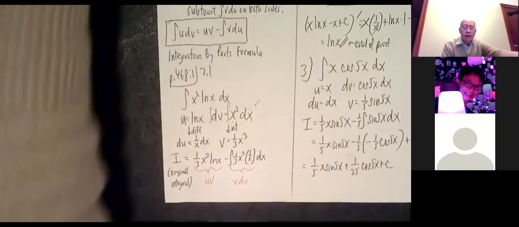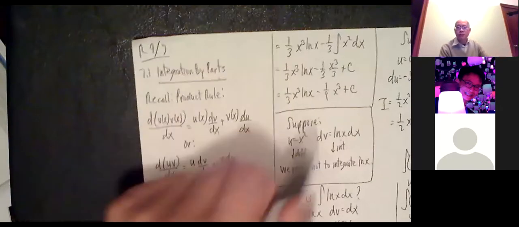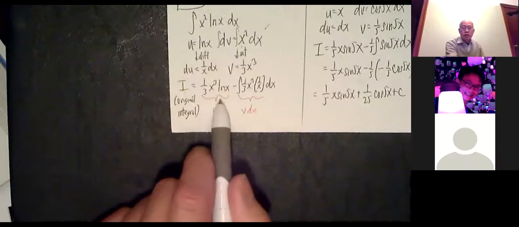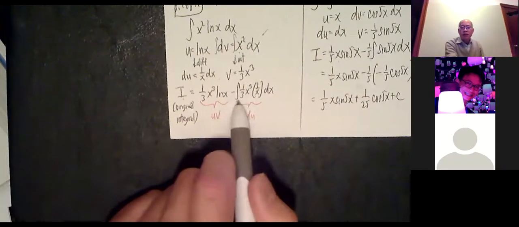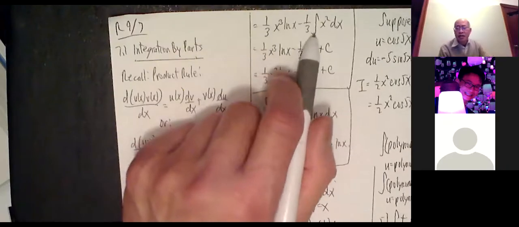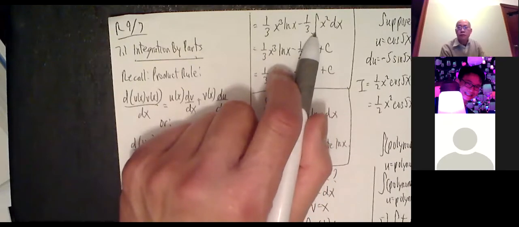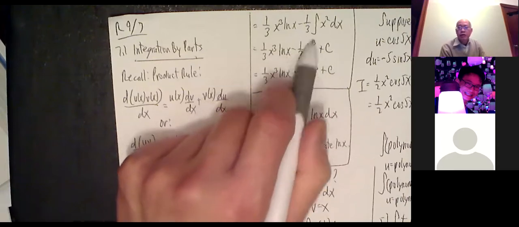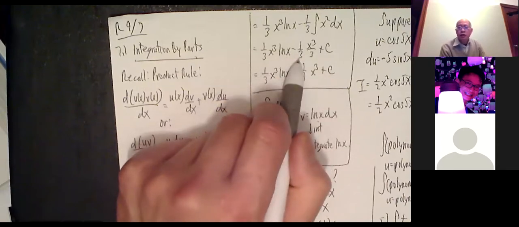So I'm bringing that up now. Okay, so bring that up over here. 1/3 x cubed ln x. 1/3 x cubed ln x, minus integral of 1/3 x squared. Now this is an easy integral, right? So leave this alone. That's going to be minus 1/3. Integral of x squared is x cubed over 3.